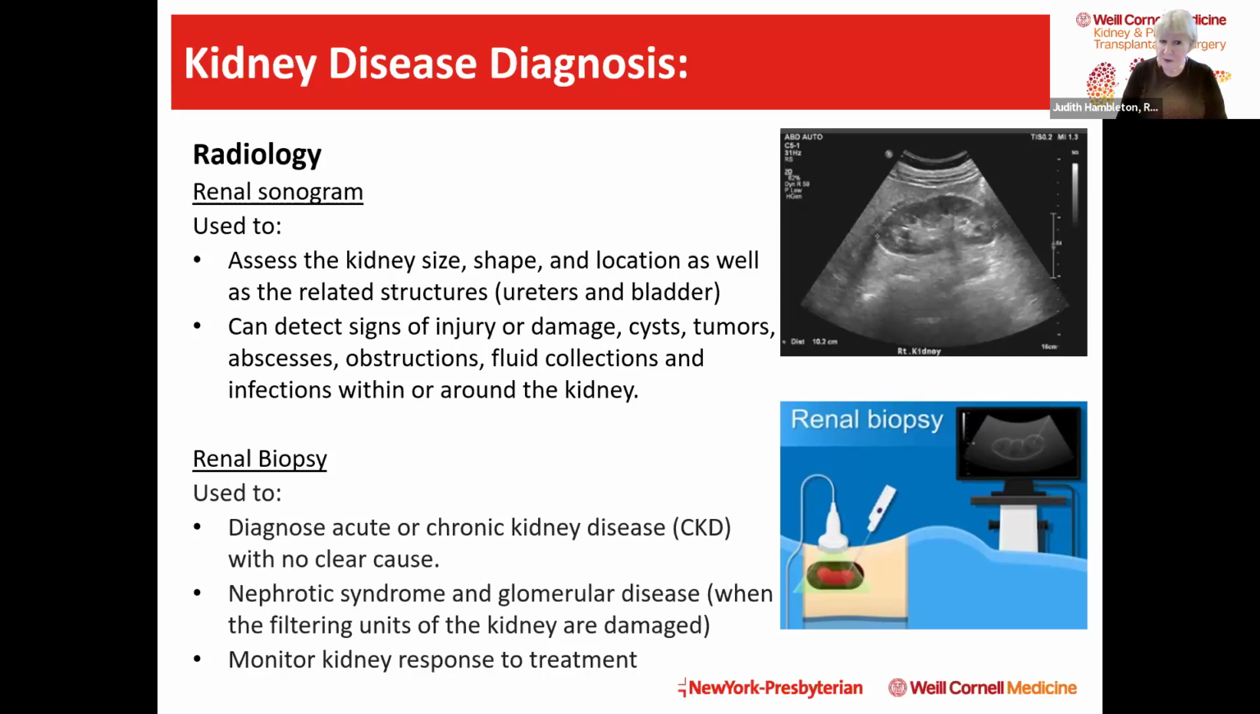So the sonogram itself looks at kidney size, the shape, where your kidneys are located, if they're in a normal location, and the related structures, that's the ureter. The ureter is the tube that goes from the kidney and takes the urine down to the bladder, and then the bladder itself. Sonograms can also detect signs of injury or damage such as cysts, tumors, abscesses, or any obstructions. If the ureter is kinked or it is blocked for one reason or another, then that will cause a backup of urine back up into the kidneys and in turn could lead to kidney failure. It can also show infections or fluid collections around the kidney.